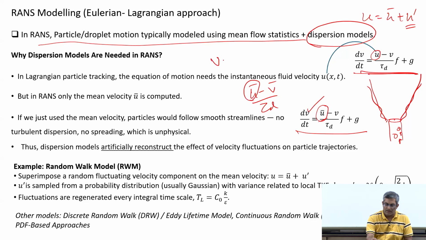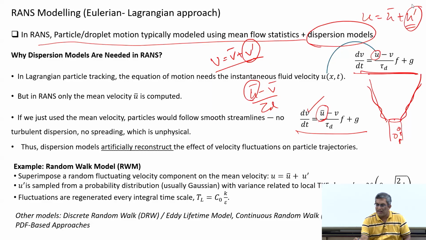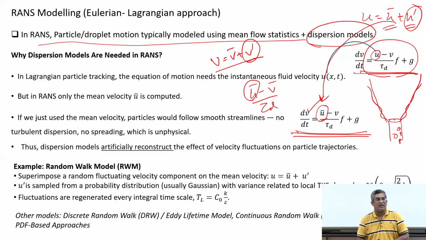You cannot write this. Mathematically you can write it, you can calculate it also, but it does not make sense because this is defined in the Lagrangian sense while this is defined in the Eulerian sense. So, time averaging this equation to get this does not make any sense at all. That is why what you can do is get the mean flow field, introduce it here and calculate the particle trajectory. But this won't work as well.